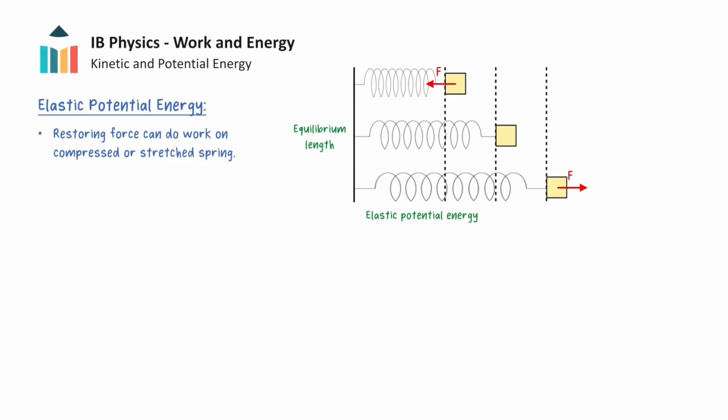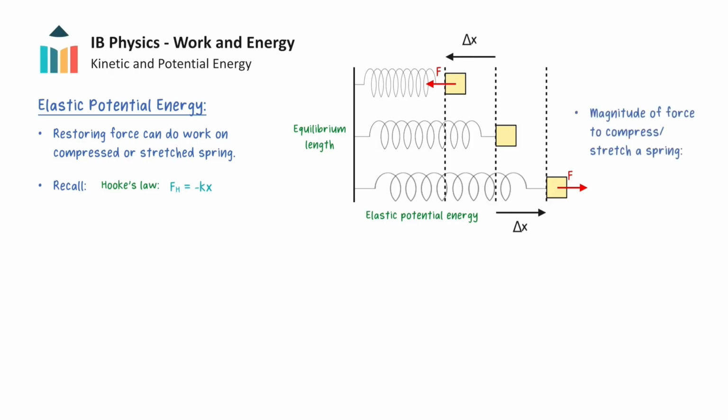To calculate the work done in compressing or stretching a spring, recall that the restoring force is given by Hooke's law, where k is the spring constant and x is the extension. To compress or stretch a spring by a length delta x from its equilibrium length, the applied force must be equal in magnitude to the restoring force. So this will have a magnitude given by k delta x.